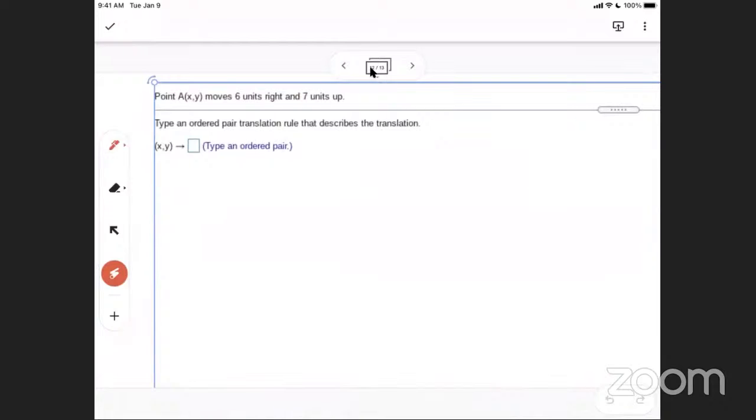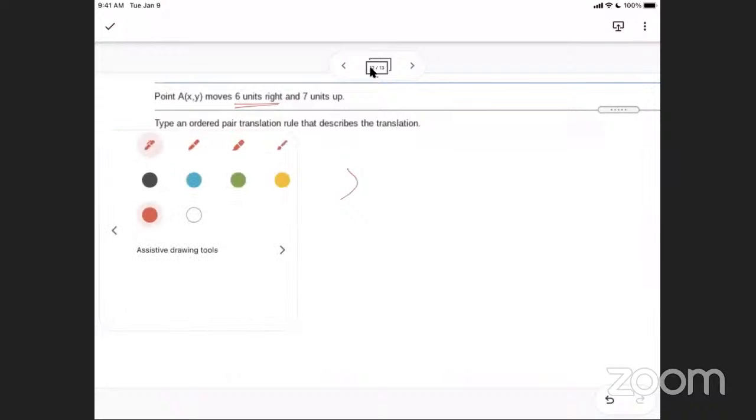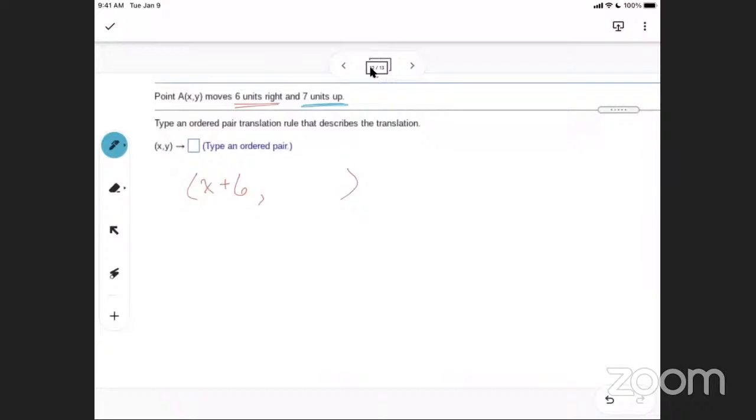Okay, this says point A moves 6 units right and 7 units up. Write an ordered pair translation rule that describes it. So here's how you do this. You write x plus, it says it's moving 6 units right, so you write x plus 6, and it's moving 7 units up. So what do I do for that? How do I make it move 7 units up? You do x plus 7? Not x plus 7. Y plus 7? Yeah, because see how your second coordinate is y. So it's y plus 7. Okay.